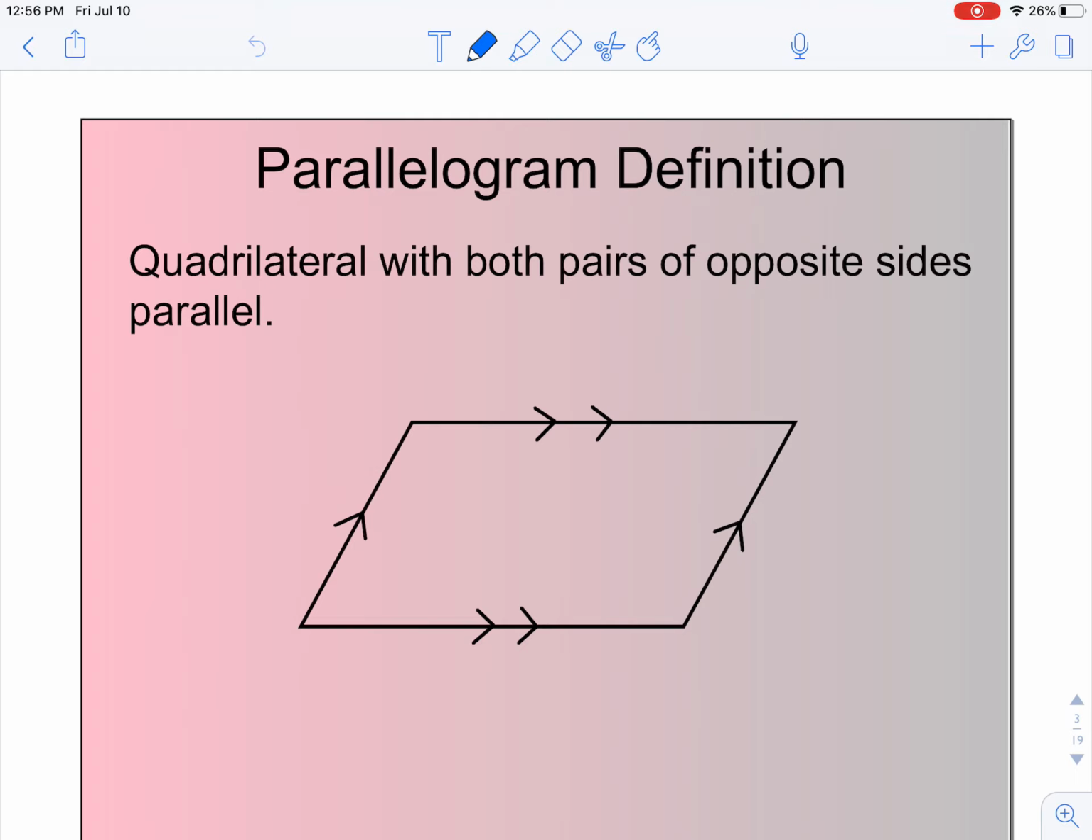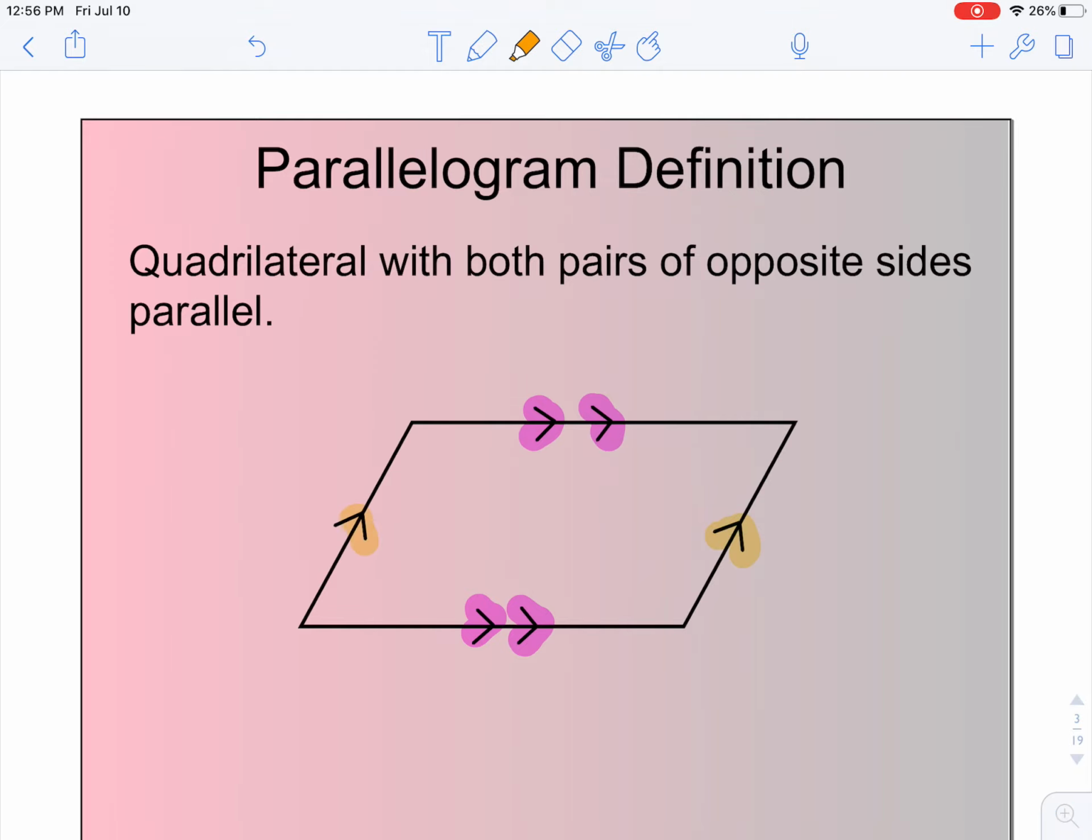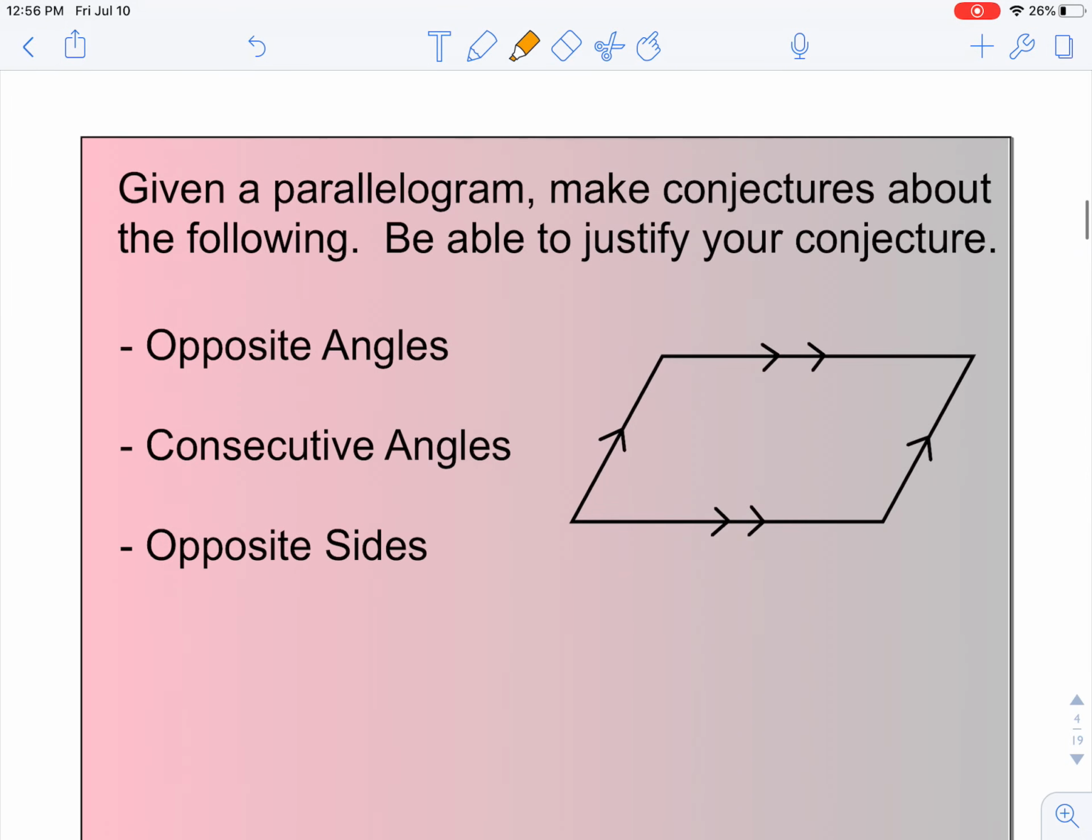So this is the definition of parallelogram. It's a quadrilateral with both pairs of opposite sides parallel. So we have these sides are opposite and parallel, and we have these sides are opposite and parallel. That's what a definition of a parallelogram is. And you probably already know some things about parallelograms from past math classes.